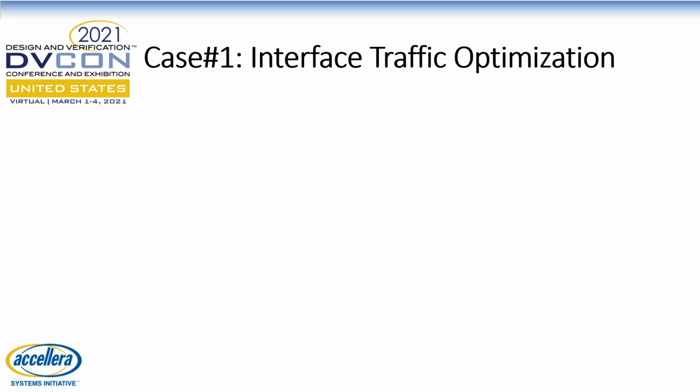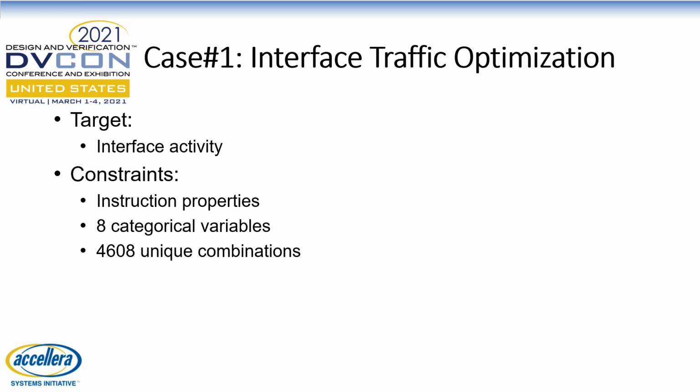I will now present 3 test benches where we applied Bayesian optimization. In this first test bench, the target was to improve the traffic in a downstream interface in the design. The constraints controlled the properties of upstream instructions. There were 8 categorical constraints with 4,608 unique combinations.